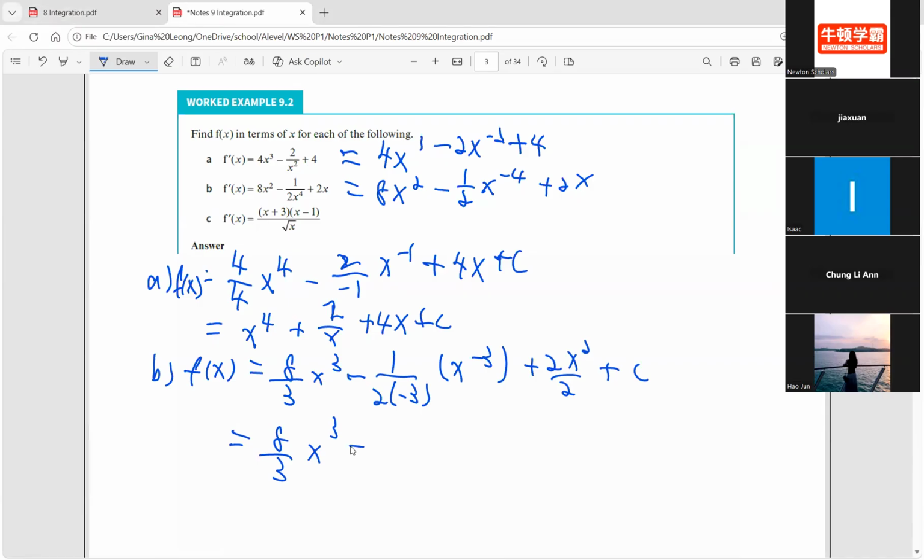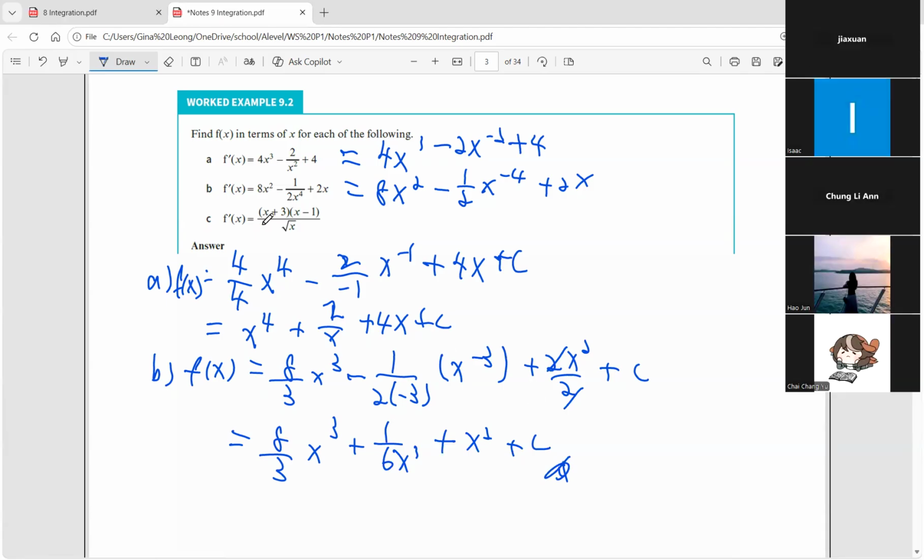Okay, this one minus plus 1 over 6 x power 3, plus this one you cancel it, you will get x squared plus c. Okay, so this is my answer. If it's too fast, please let me know.